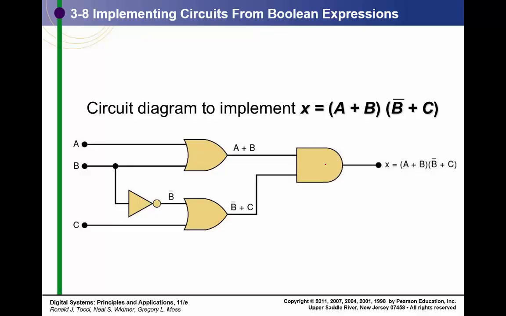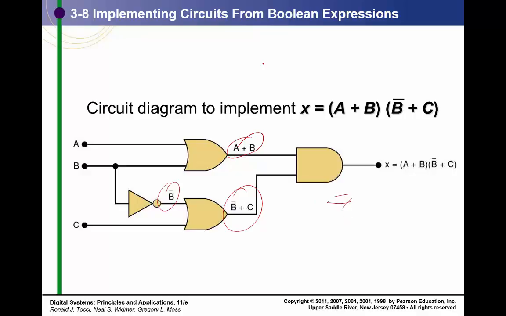So again, this is another example right here, and right there. So again, we're looking at A and B, ORed with B naught, and then this is my final answer.